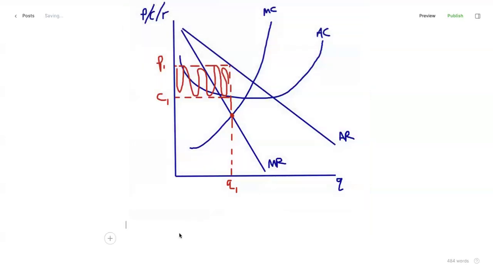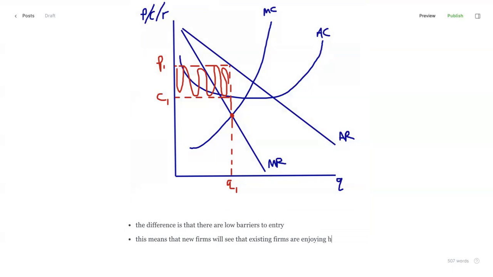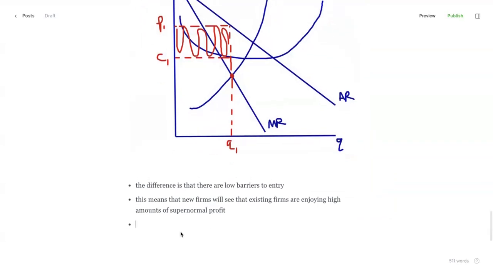This is when the new bit comes in. The difference is that there are low or no barriers to entry. This means that new firms will see that existing firms are enjoying high amounts of supernormal profit. That will create an incentive for them to want to enter the market. That will disrupt the entire market.